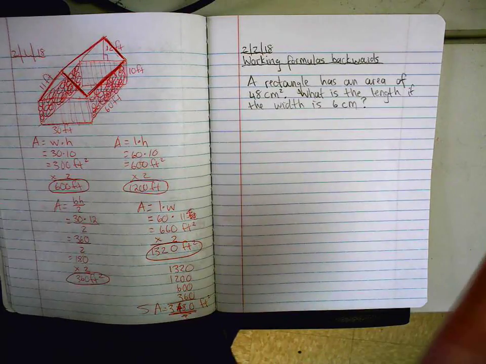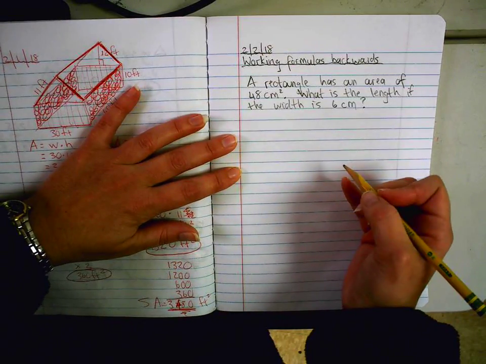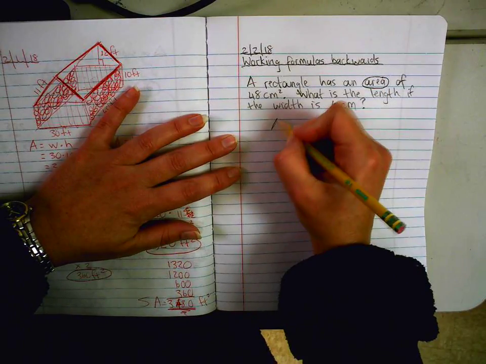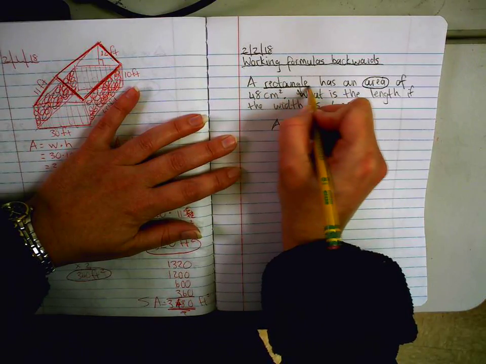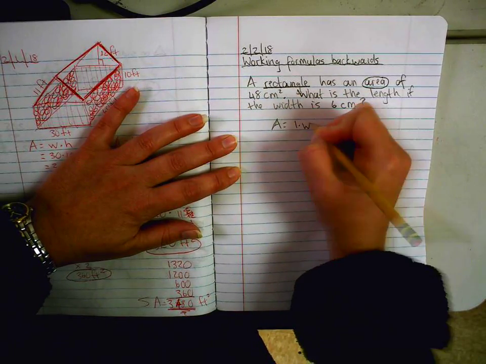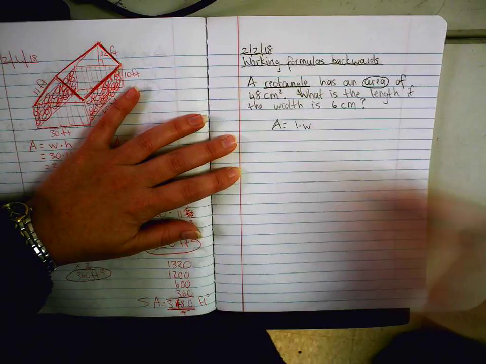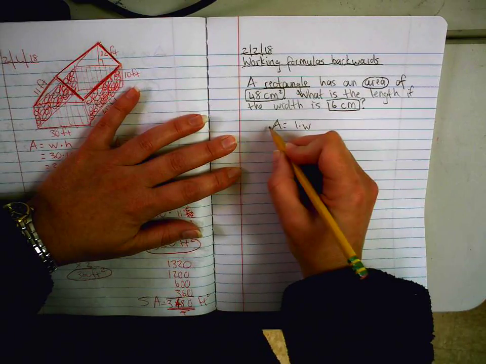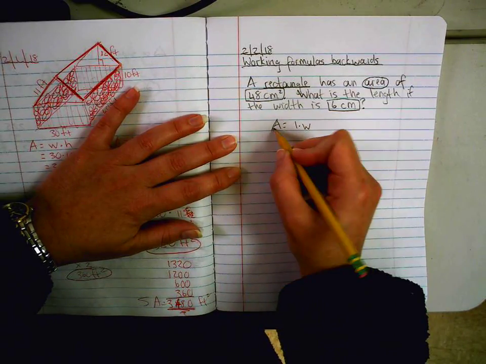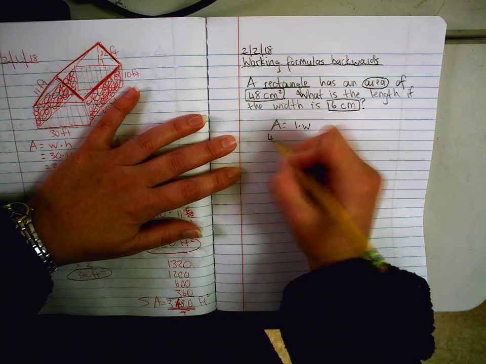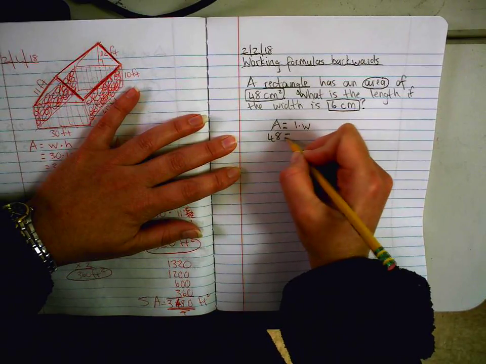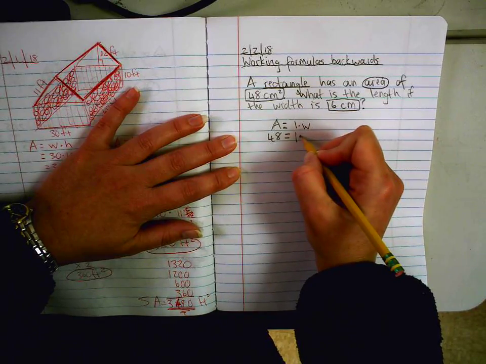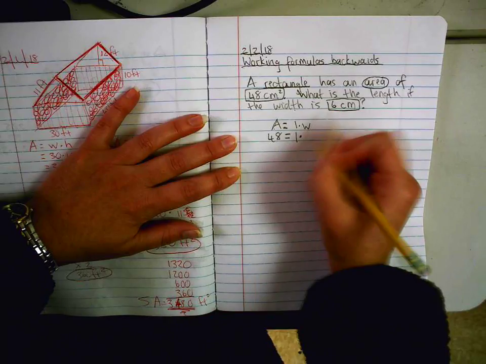But where did it come from? It came from the area formula. Area for a rectangle is length times width. Now I take my numbers and plug them in where they belong. The 48 represented the area, so I write 48, then an equal sign. They're asking me for L, so I put L down, times the width, which is 6.